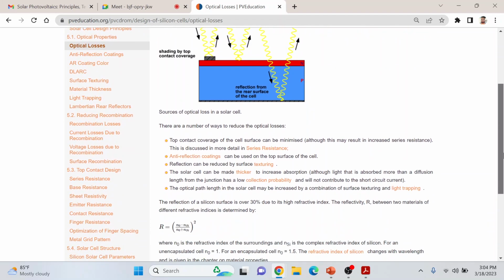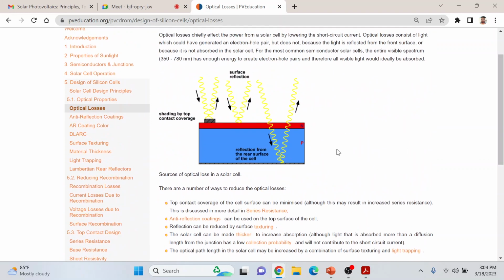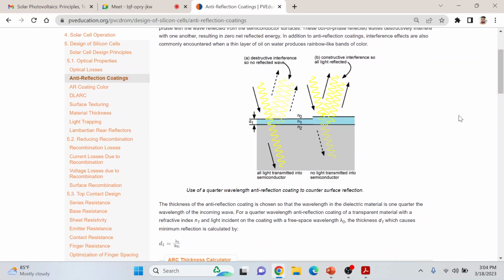So how do we reduce it? Top contact coverage of the cell surface can be minimized by series resistances, anti-reflection coating, texturing, and other things, which have already been talked about by sir in the class. Now how do we do the anti-reflection coating? This is the concept of anti-reflection coating.